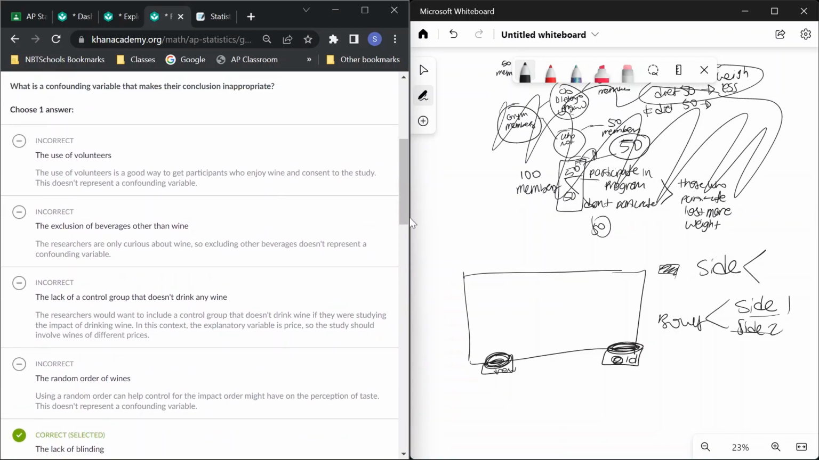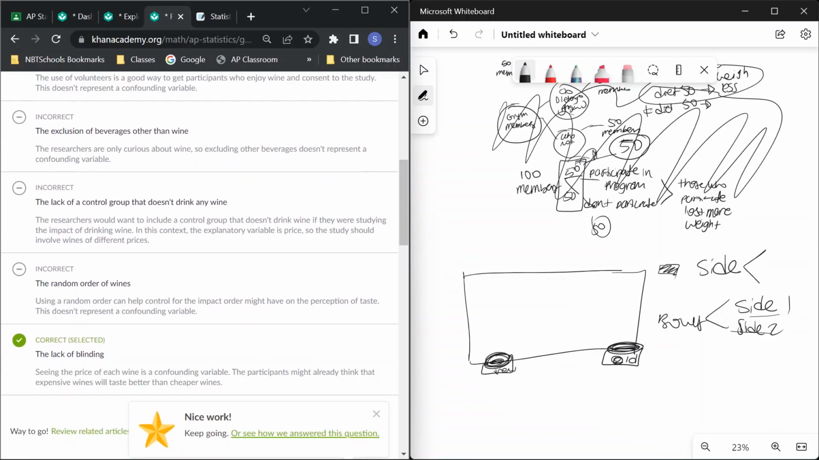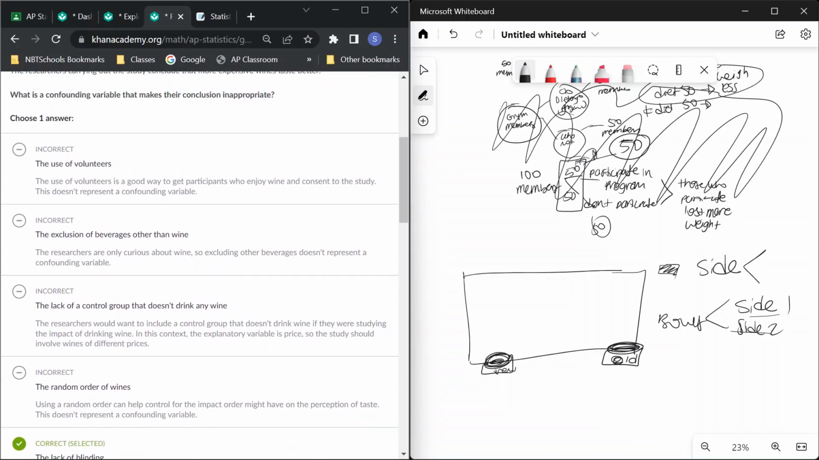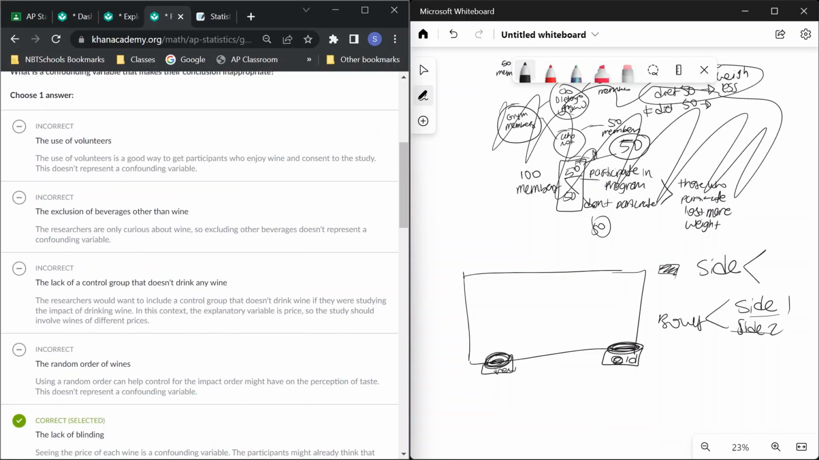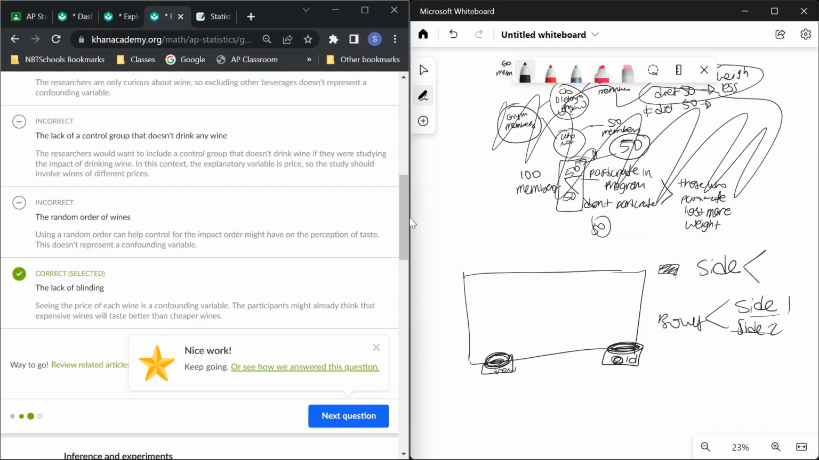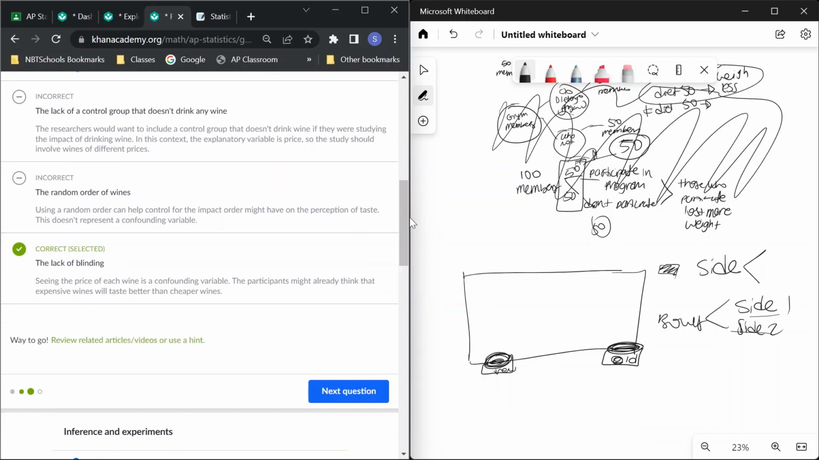So the use of volunteers is not even a confounding variable. Right. Okay, it's a good thing, kind of. Just can't generalize. Seeing the price of each wine is a confounding variable, because participants might already think that expensive wines will taste better than cheaper wines.